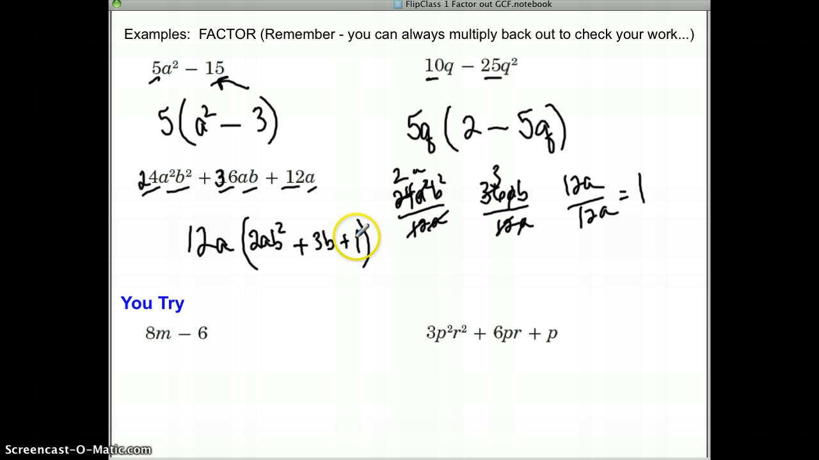Don't forget that. Okay, I can't stress that enough. Do not forget that 1, because when you multiply back out, if you don't have a 1 there, you miss that plus 12a. Okay, so don't forget that.